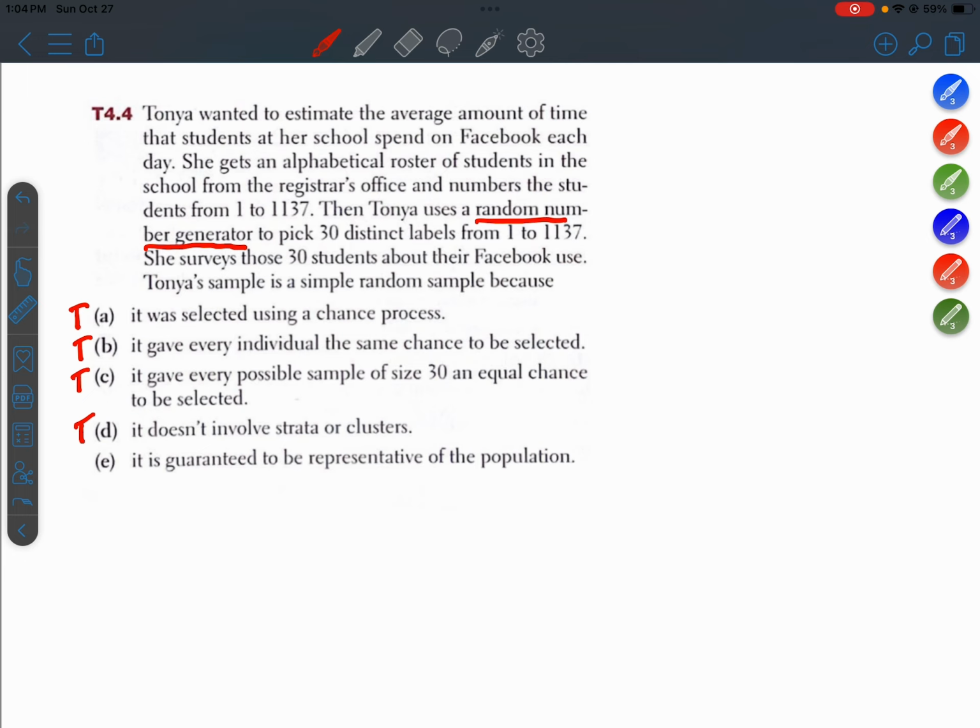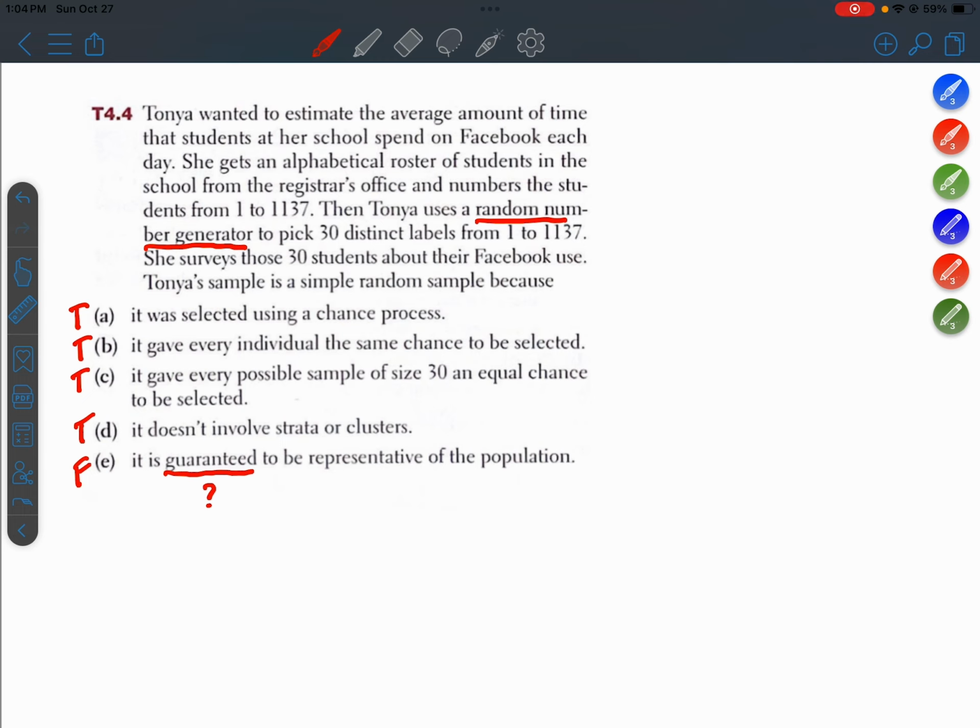Okay, and then E, it is guaranteed to be representative of the sample. Guaranteed, that's a pretty strong word. It's possible that even when you randomly choose 30 students, you might get 30 male students, okay? And that's not going to be representative of the population, right? You might get 30 seniors, right? And again, that's not going to be representative of the population. All right, so E, I just don't like the word guaranteed, right? It attempts to create a representative sample, but you're not always guaranteed a representative sample.